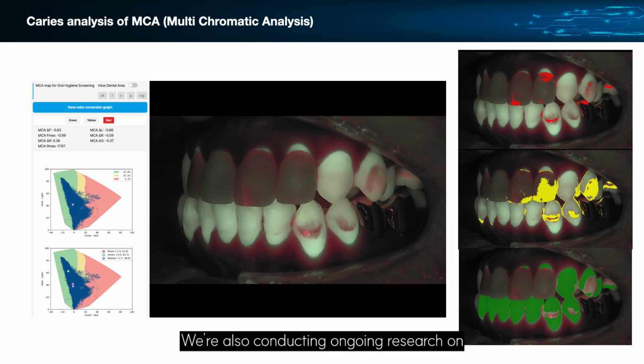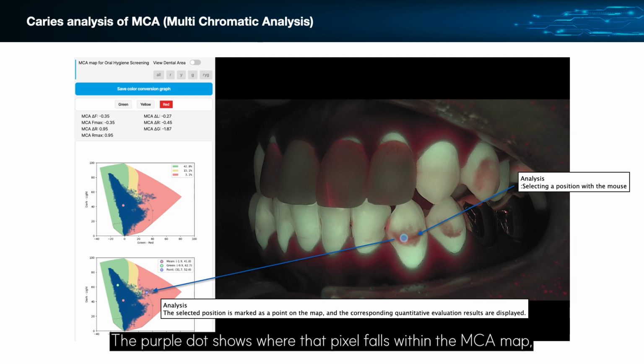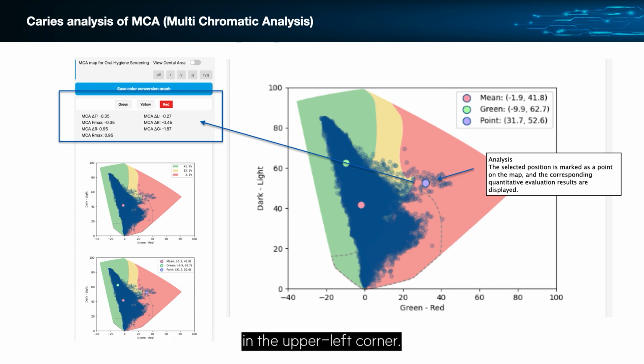We're also conducting ongoing research on how this method applies to carious lesions. Images like the one shown here are processed by AI and categorized into 3 zones. You can see distinct green, yellow, and red regions. If you click on a region of interest with your mouse, a corresponding point appears in the bottom left graph. The purple dot shows where that pixel falls within the MCA map, helping us understand the chromatic profile of the selected area. The precise numeric values for that zone are also displayed in the upper left corner.